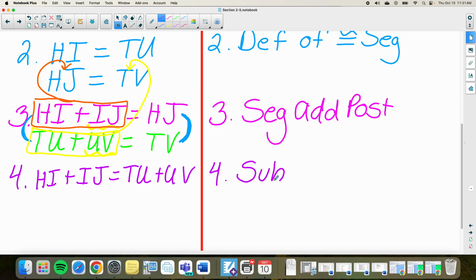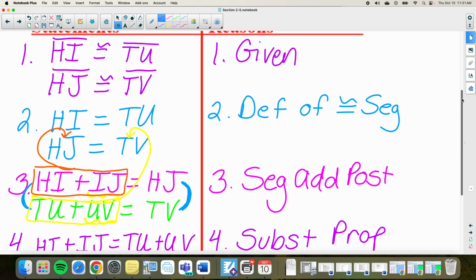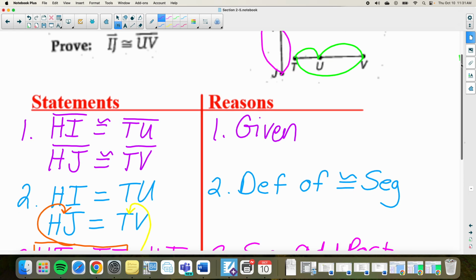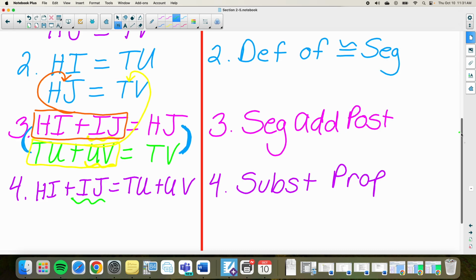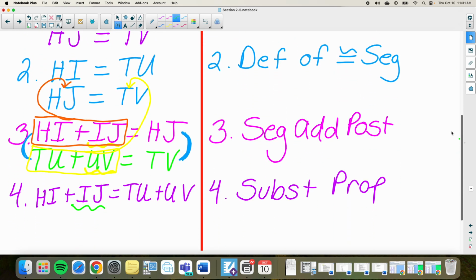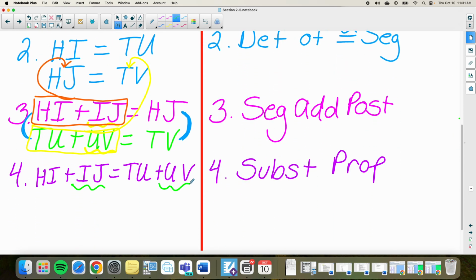So, SUBST prop. Make sure you don't just do SUV. I had a couple that did that on the quiz. Now we can look again at what we are trying to find. We're trying to find that IJ right here equals UV, which is right here.